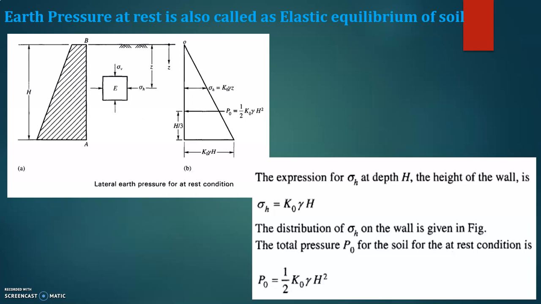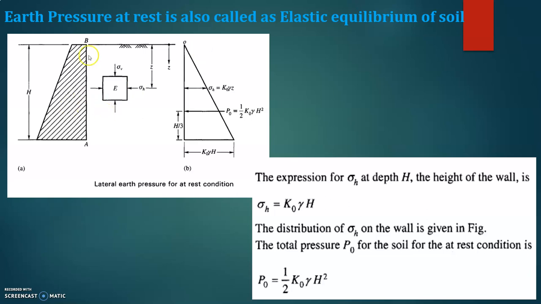Suppose in its neutral state, the element of the soil, at a depth below the ground surface, is not subjected to any strain, meaning there is no expansion, no contraction. The element is in a condition that is at rest. So the pressure corresponding to this rest condition is called earth pressure at rest. The earth pressure at rest is also called the elastic equilibrium of soil.